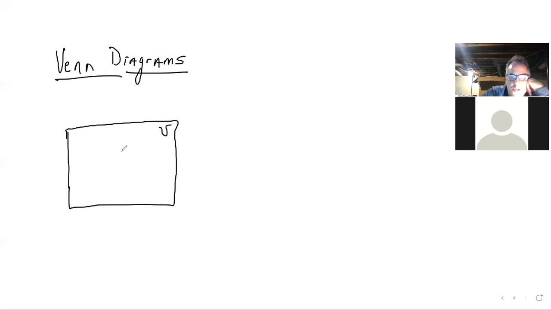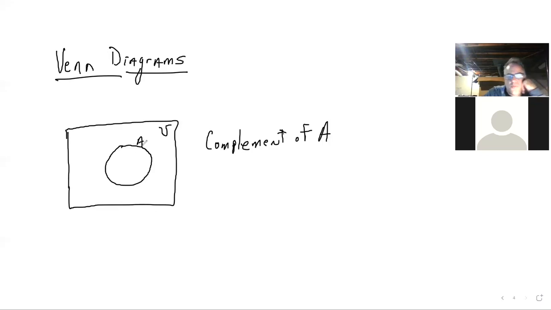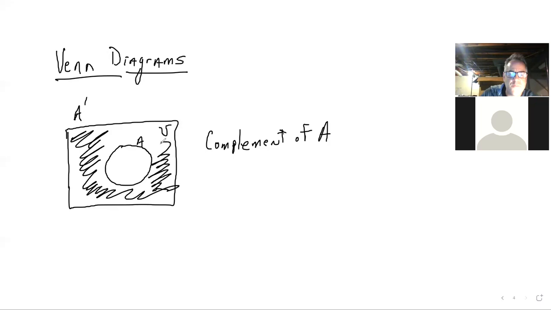Say I wanted to visually show the complement of A. So I draw a circle. The circle represents the set A. I usually put the label on the outside, but you'll see it on the inside. The elements that belong to the complement of A, since I'm representing the complement of A here, are the portion of the box that is shaded. These would be the elements of the complement of A.